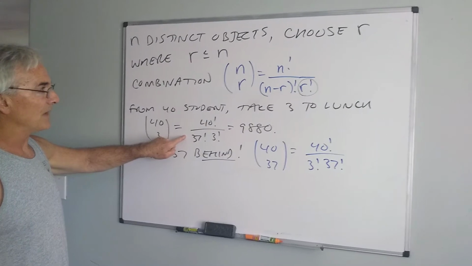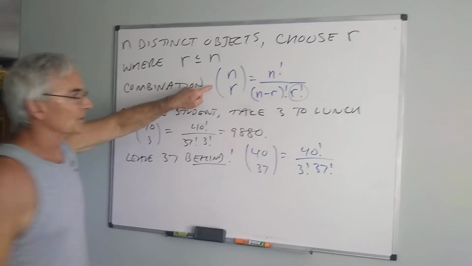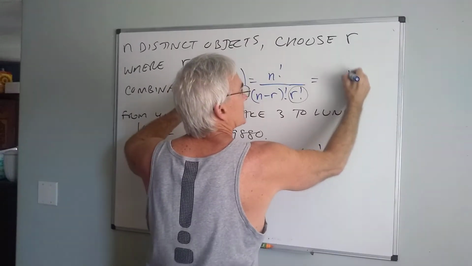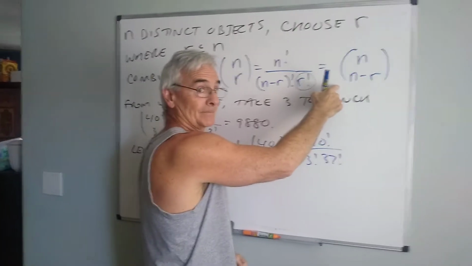So that presents a very important identity when it comes to combinations. The combination of n choose r is exactly the same as the combination n choose n minus r.